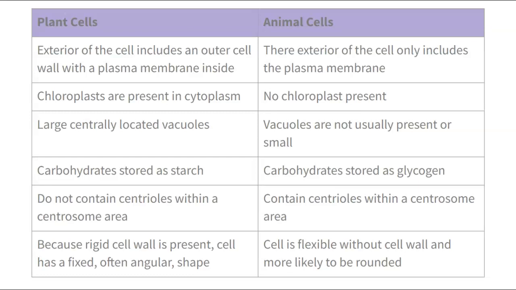And finally, plant cells are rigid because they have that cell wall, so it has a fixed, often angular, usually like a rectangle shape, whereas animal cells do not have the cell wall, so they are much more flexible and more likely to be rounded.